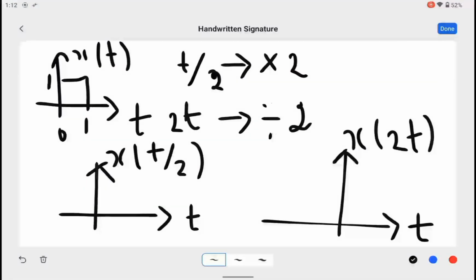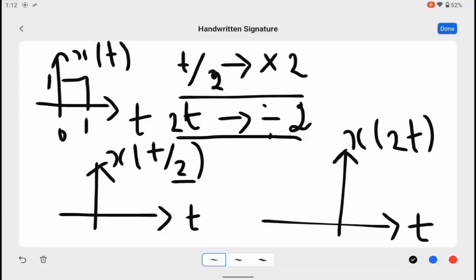Let us discuss it with a simple example. Here I have used a signal which is x of t. So now what I'm going to do is, if it is divided by 2, I'm going to multiply it. If it is multiplied by 2, I'm going to divide it. Okay. So let us draw the signal. So here, I'm going to divide the time, so in that case, I have to multiply the signal by twice.